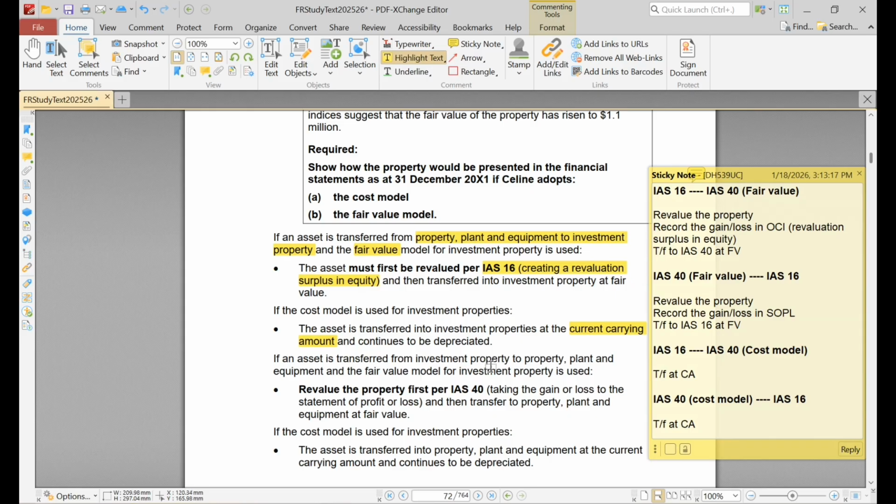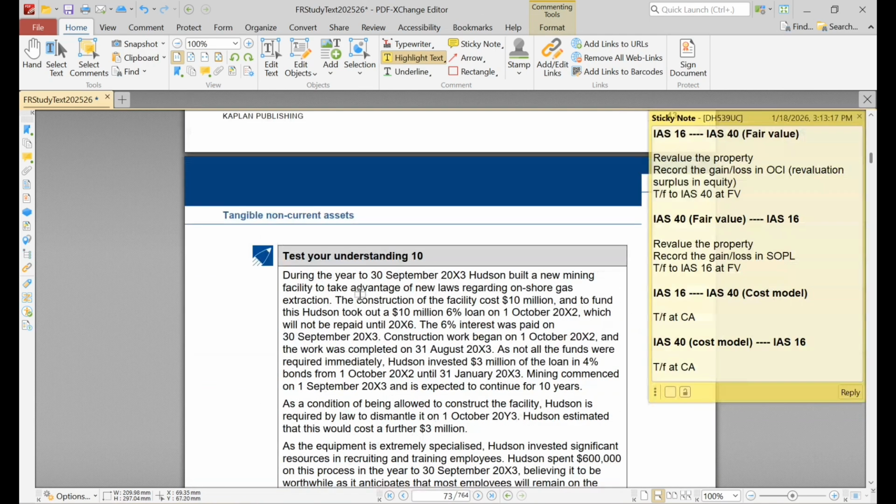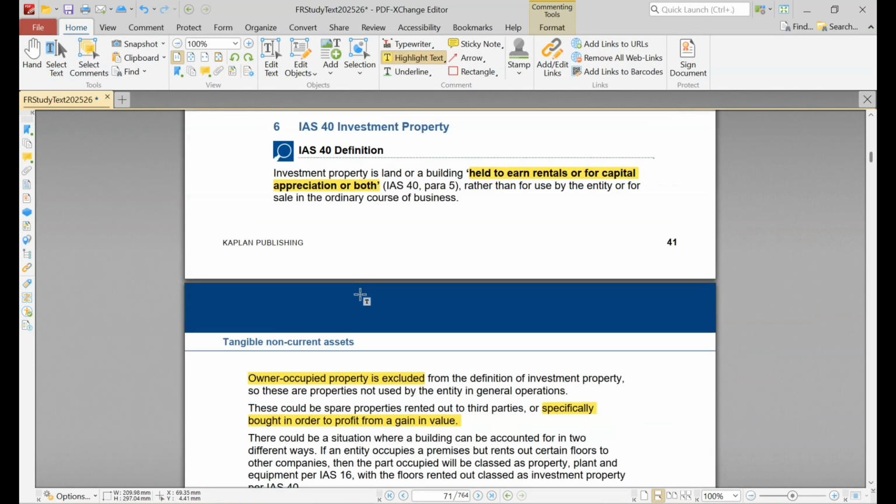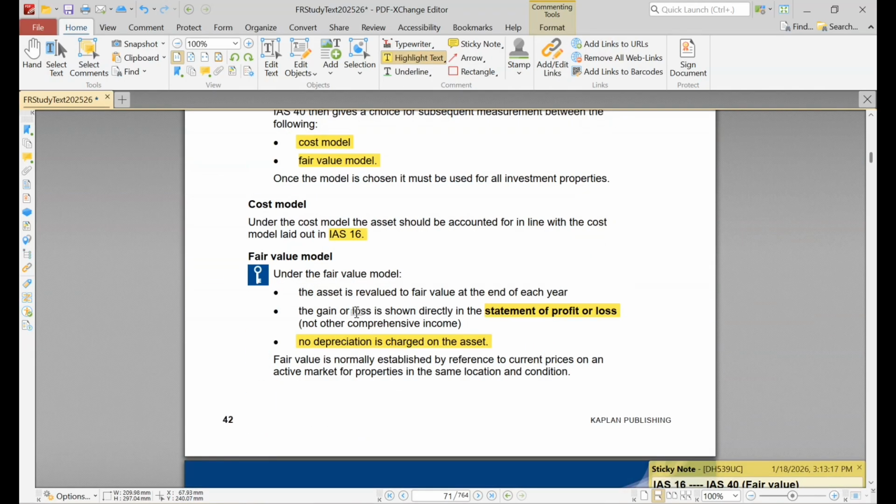Now, if it's transferred from investment property to PPE, then revalue the property as per IAS 40, taking the gain or loss in SOPL, and then transfer to property, plant, and equipment at fair value. If the cost model is used for investment properties, then the asset is transferred to PPE at the current carrying amount and continues to be depreciated. Alright. So this is all about investment property, nothing complex at all.